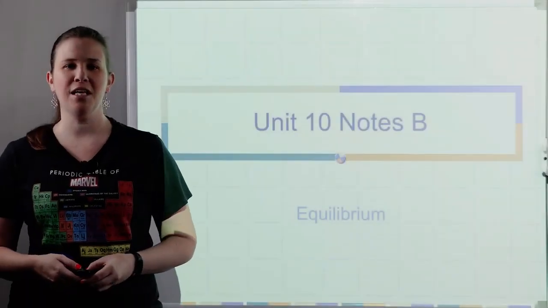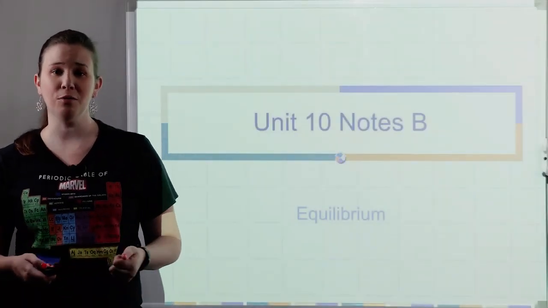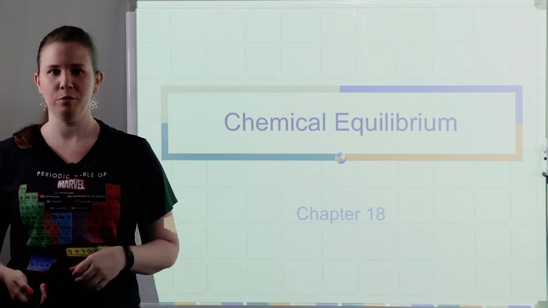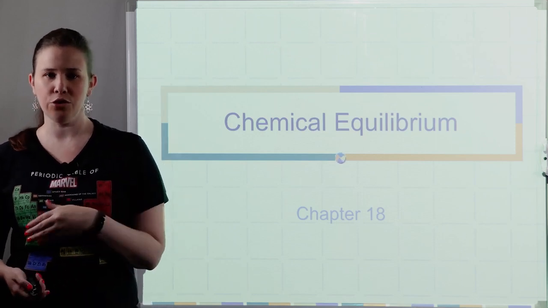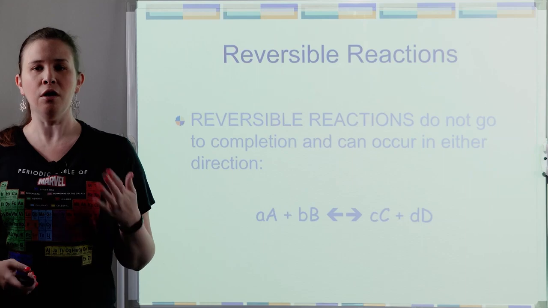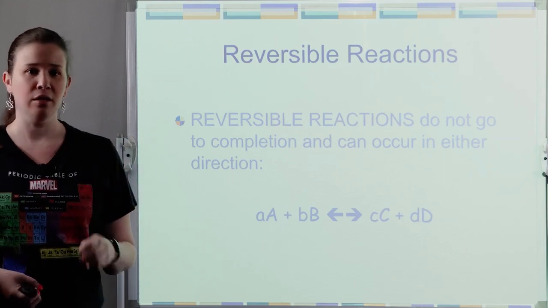Hey guys, welcome to Unit 10 Notes B. Today we're going to talk about equilibrium, chemical equilibrium to be exact, or an equilibrium that's reached during a chemical reaction. Not all chemical reactions go one way.